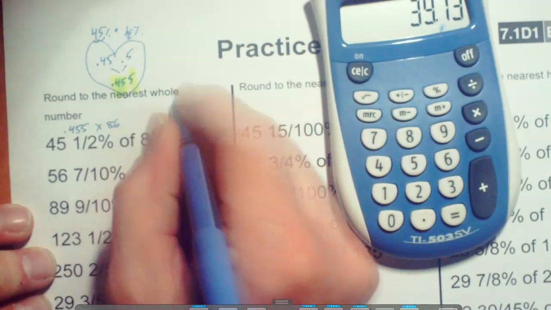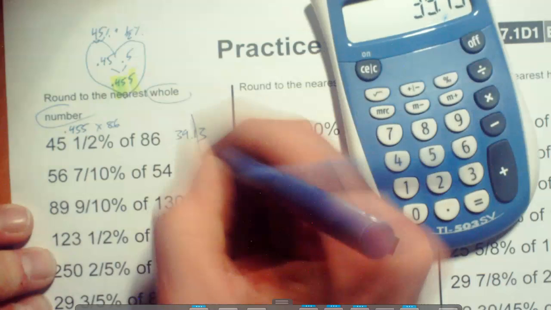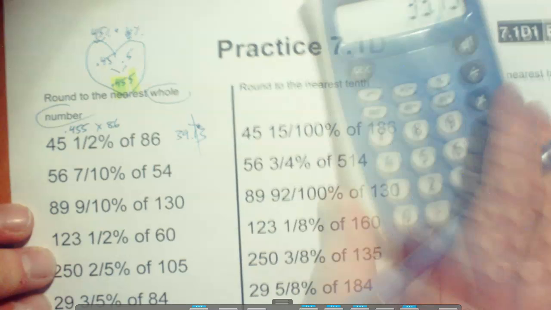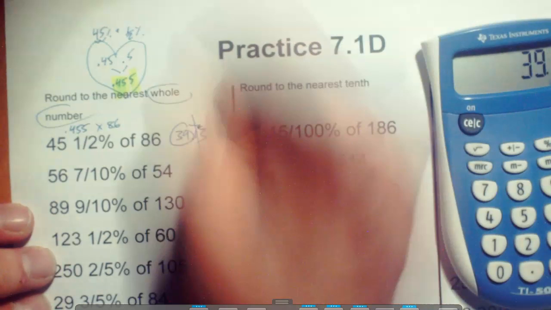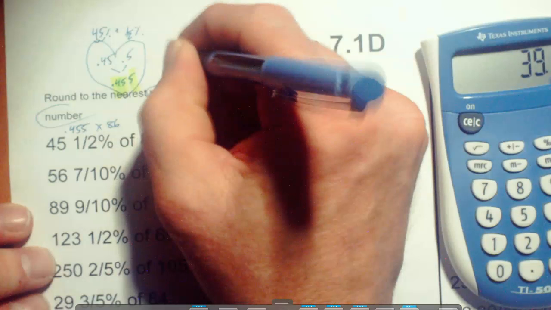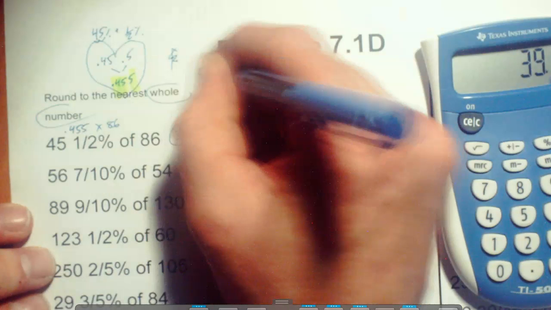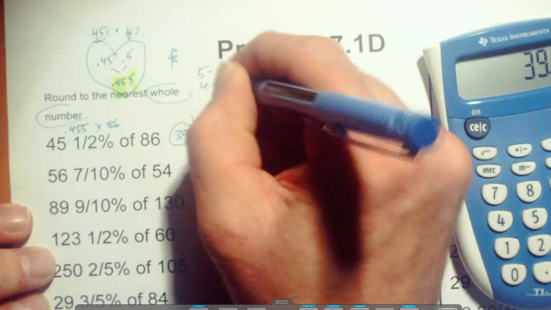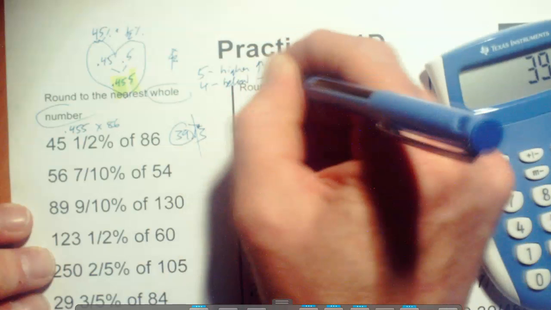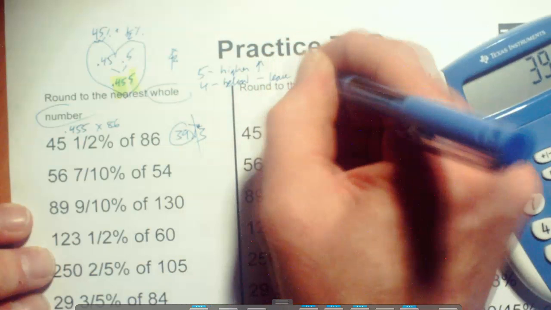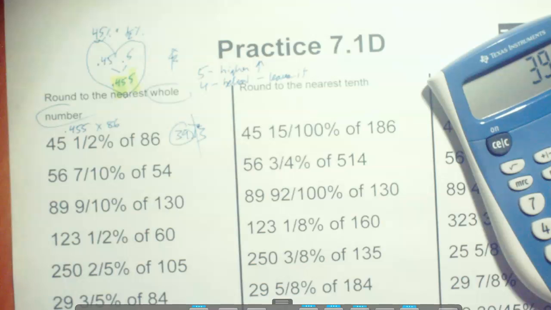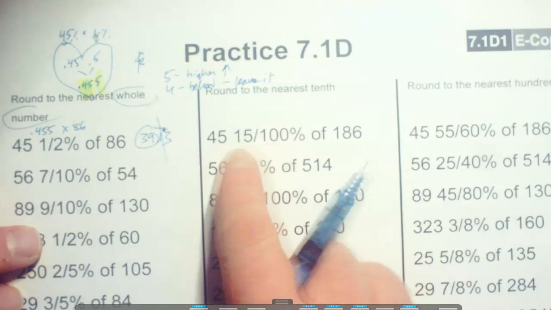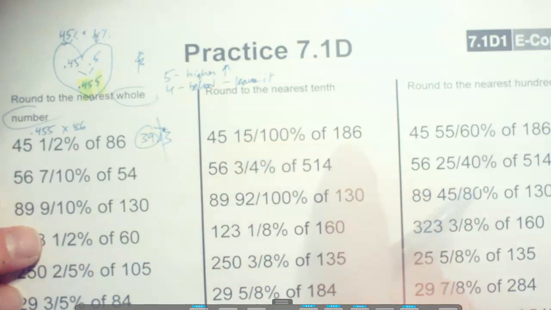We're rounding to the nearest whole number here, so we put the door in, we look behind. Is there enough there to call it 40? No, there's not. It's a 1. Remember, the rule is, I'll write it out this way, 5 or higher, we move it up, 4 or below, we just leave it. It's the worst looking spelling of leave I've ever seen. All right, so now we have 45 and 15/100ths of a percent of 186.